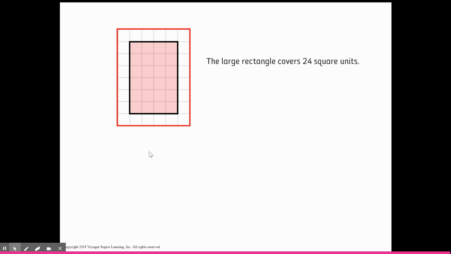Now we're going to divide this rectangle into two smaller rectangles, rectangle A and rectangle B. Rectangle A, when we count, covers 12 square units. 1, 2, 3, 4, 5, 6, 7, 8, 9, 10, 11, 12. 12 square units are in rectangle A.